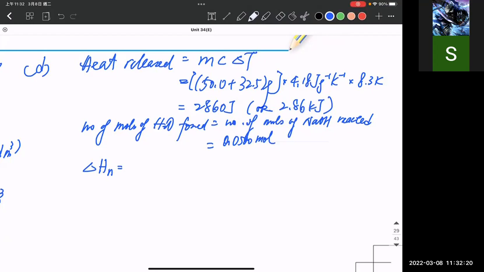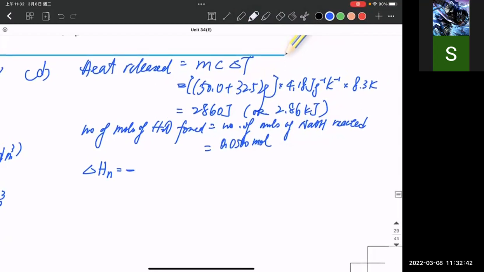Theoretically, you can do such calculations, but the most crucial point is to check whether or not the condition is standard. You have to check the temperature. It's very crucial. Because I mark it as delta H, remember to put a negative sign. 2.86 kilojoule over 0.0500 mole. So you get the answer: minus 57.2 kilojoule per mole. Is that clear? You get it?